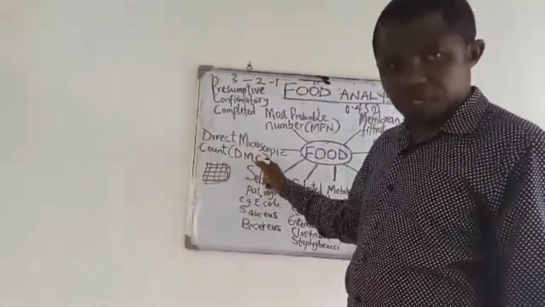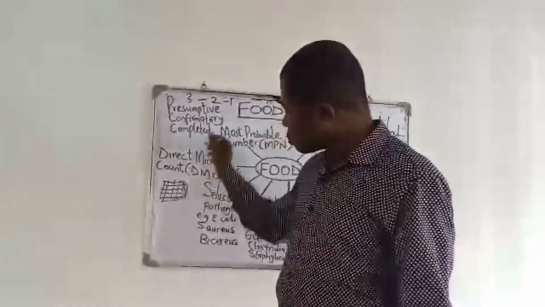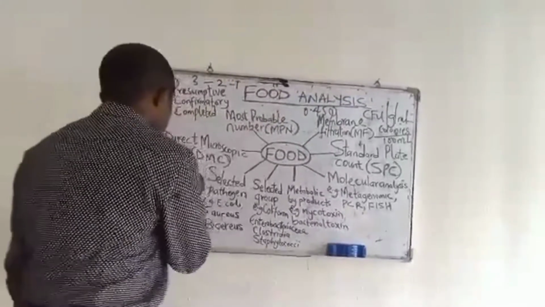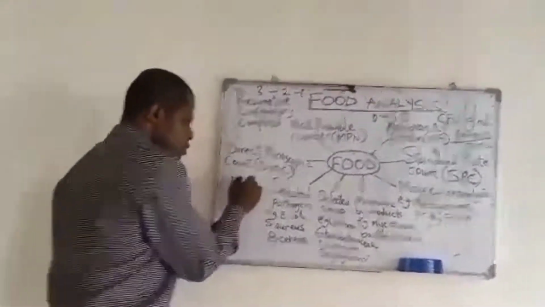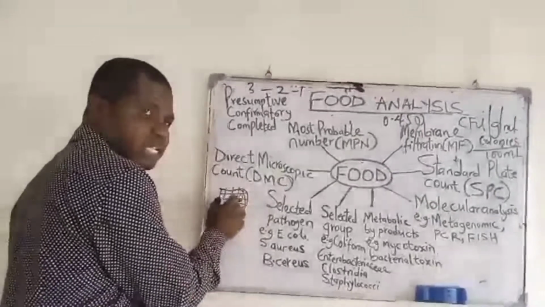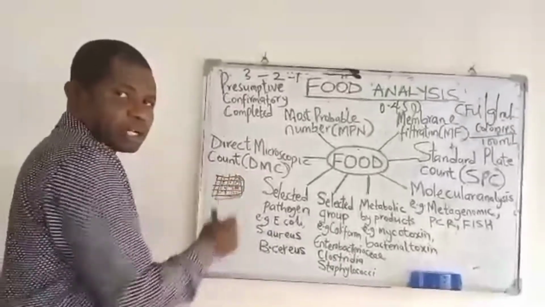From that word microscopic, that is why we are using a microscope. So with this counting chamber, we drop the sample inside, then view under the microscope. We see squares under the microscope, so cells within these squares are counted and recorded.